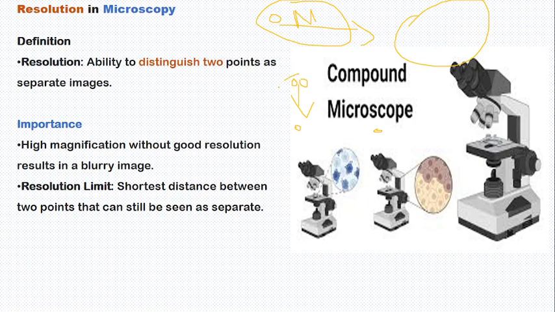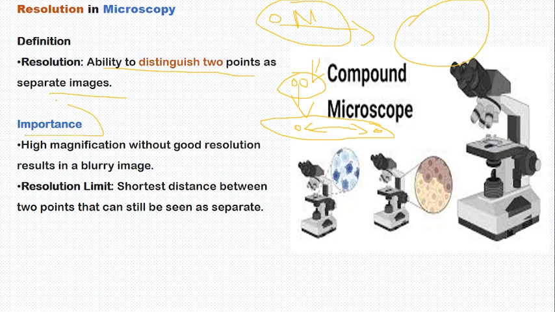But see, there are two points that are not separate, as in this one, okay? This microscope which can give you this image has high resolution power, but this one has low resolution power. So when we say resolution, it is the ability to distinguish two points as separate images. I hope you are understanding.